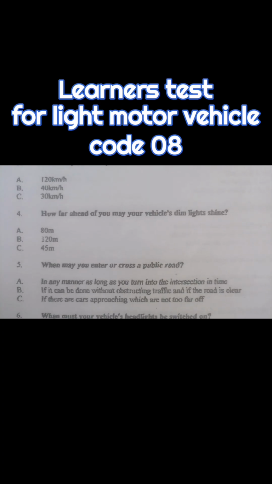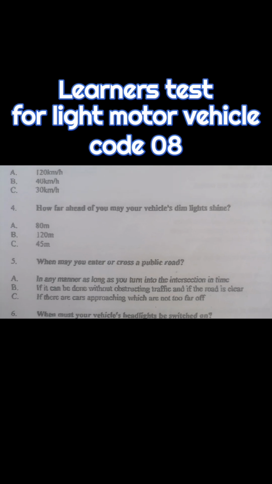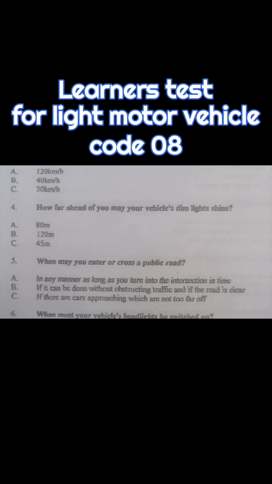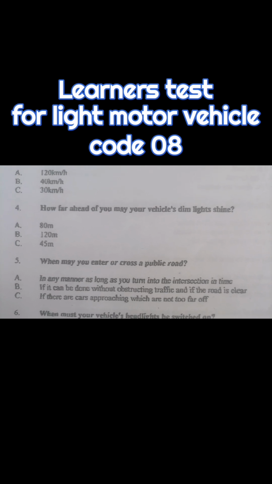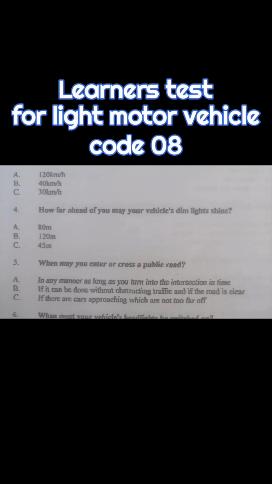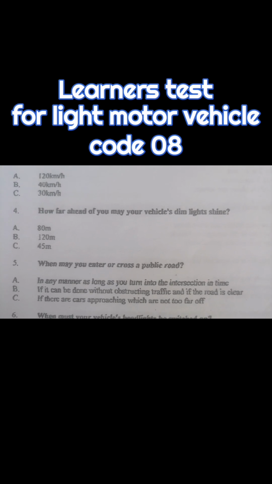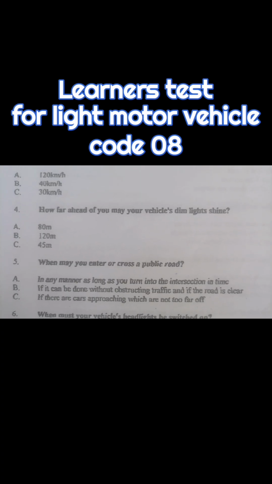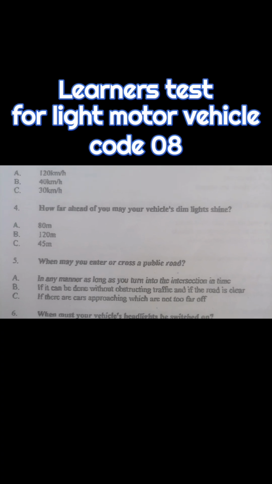Question 4 says, how far ahead of you may your vehicle's dim light shine? We have 80 meters, we have 120 meters, we have 45 meters. Now the question you want to ask yourself here is, why do I have those lights on? You have them on because you are parked off on a dark road, and the reason why you have them on is to be seen, to make your vehicle visible to other vehicles. And if that's the case, how far do you want these lights to shine from the car?